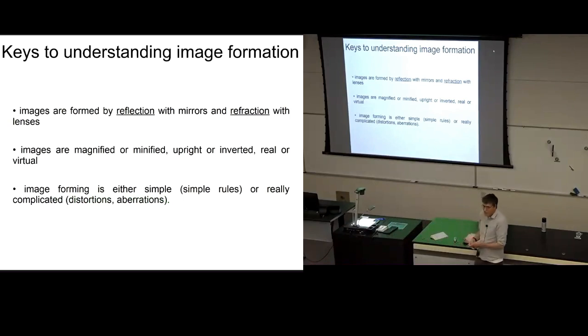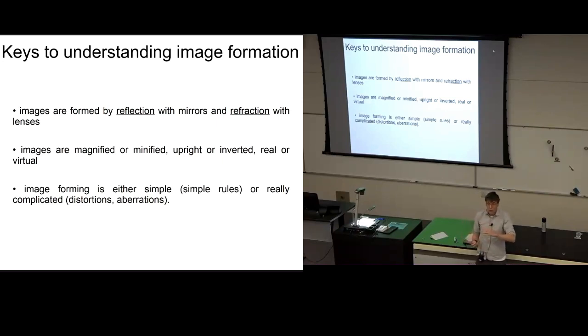So, keys to understanding the formation of images. What are the keys to understanding these images formed? Well, the keys depend on whether we're talking about mirrors, that's today's class, or lenses, that's next Tuesday's class. In the case of mirrors and today's class, the key is the law of reflection that describes the reflection of light off a mirror. That's just the key property that we need for today's class.